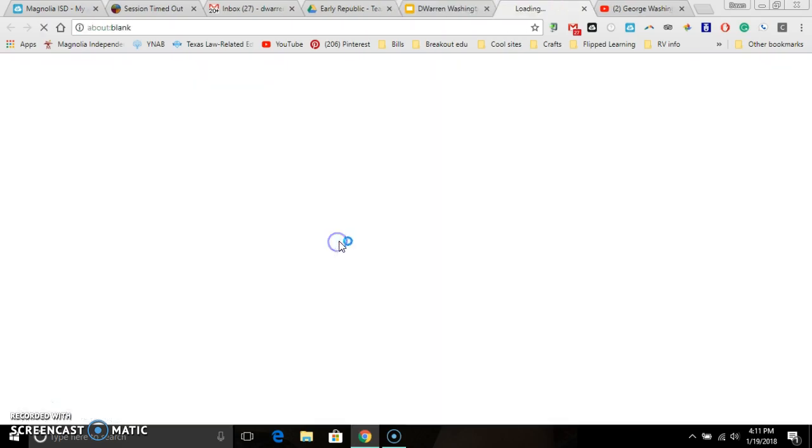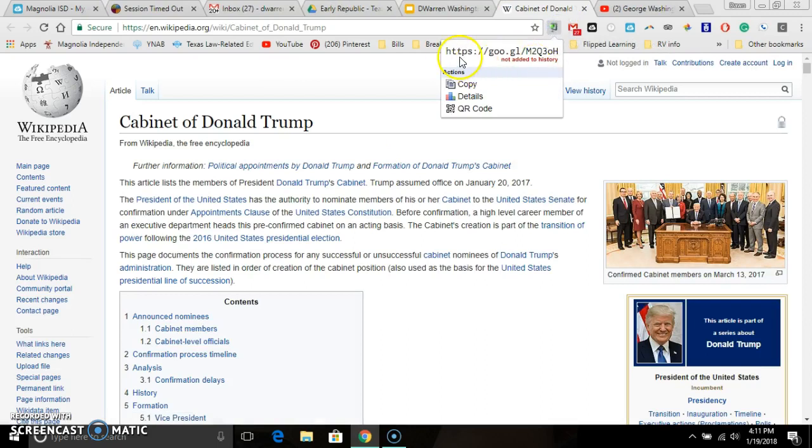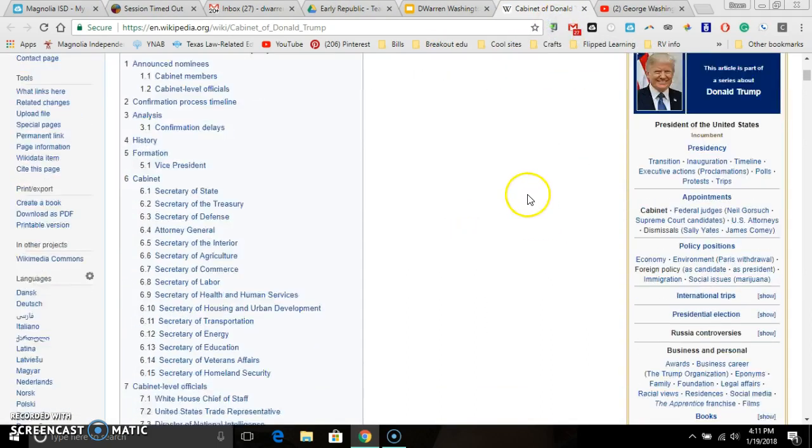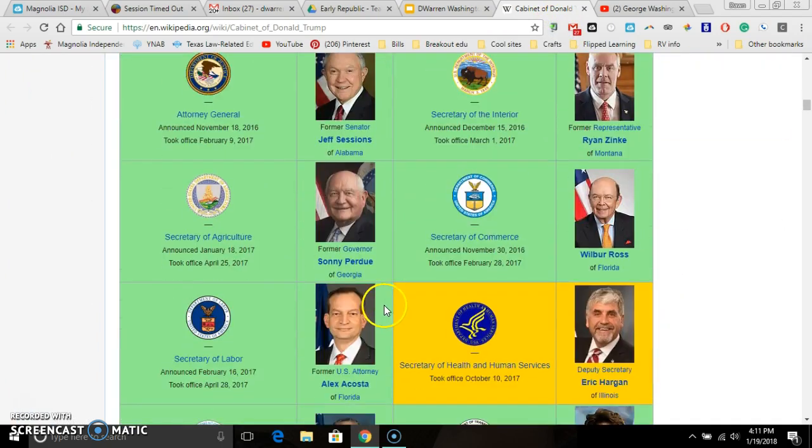Now there are several different cabinets today. If you go to this site right here, and I'll go ahead and show you the shortened URL if you want to pause and type that in. And if you scroll down below, this is going to give you more information about each of the different departments, as well as what they do and who is currently in charge of those.